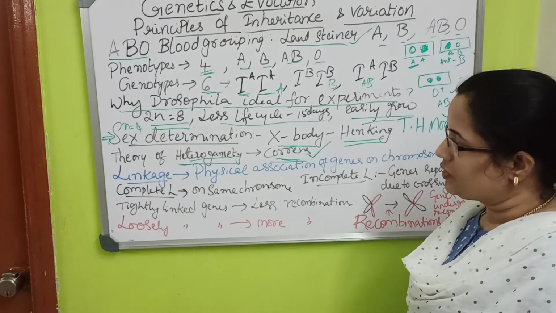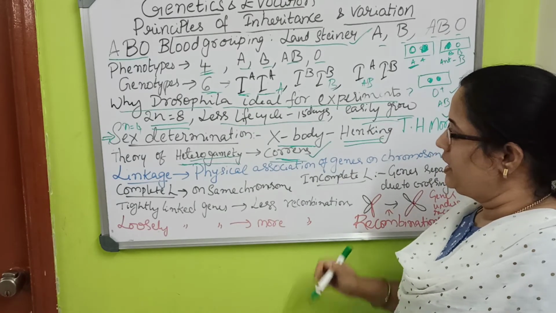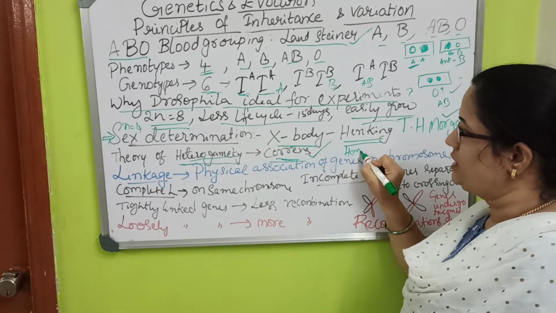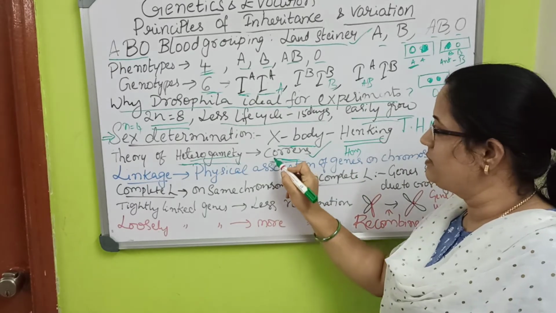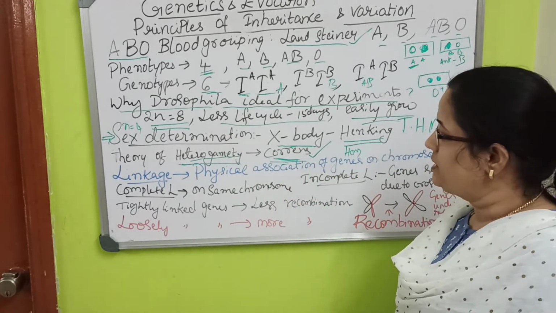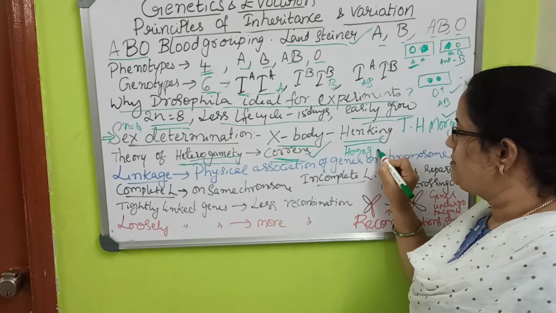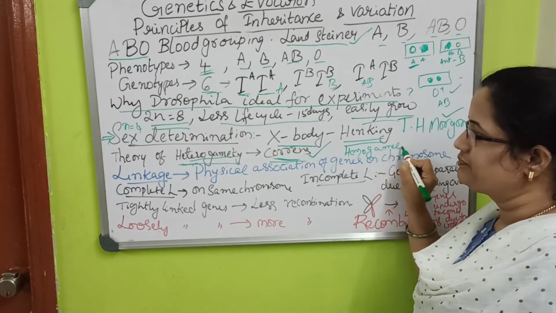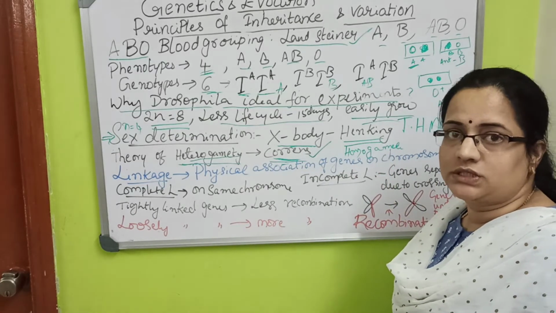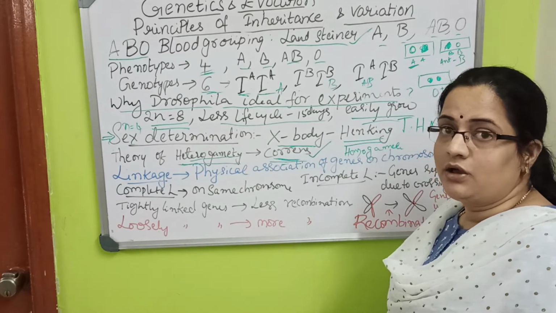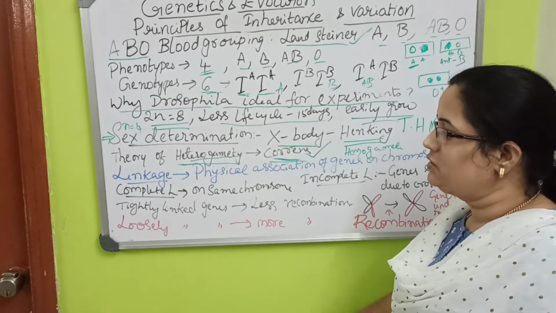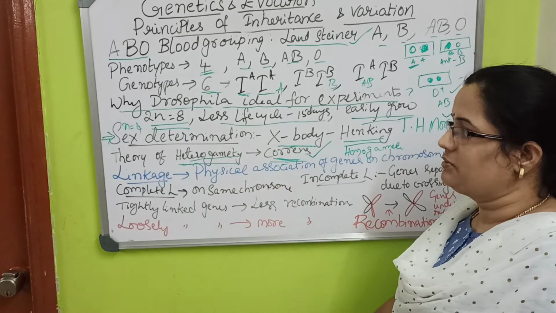So Correns gave homogamety and heterogamety. The theory of heterogamety is given because of different gametes. Homogamety means same gametes, it is in the name itself. Several crosses and problems we will solve on this sex determination.